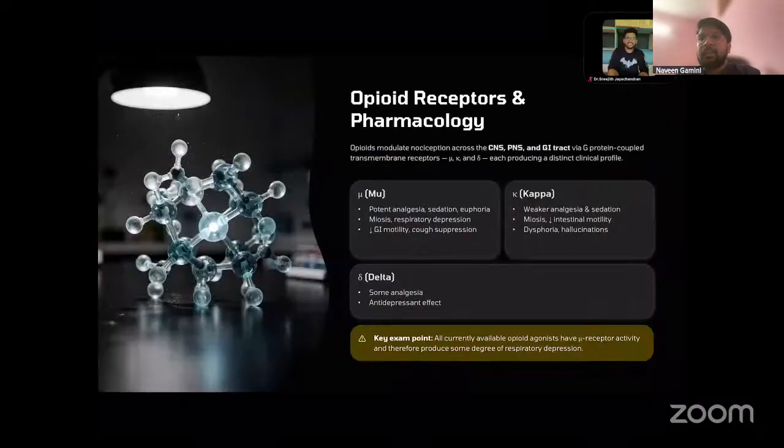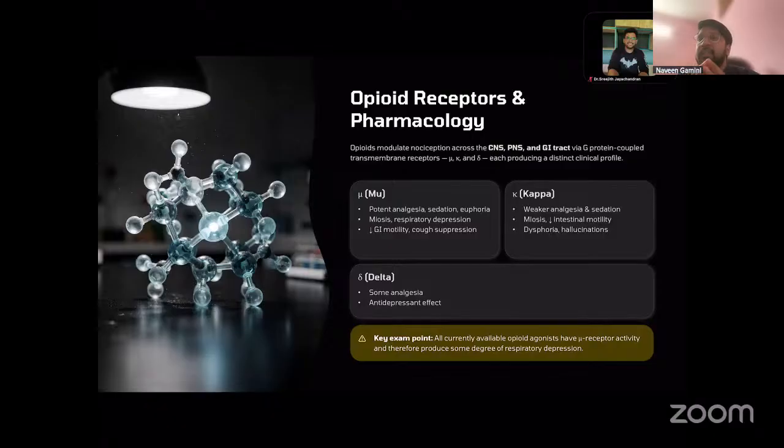Next, let's talk about the opioid receptors and pharmacology. Regarding the opioid modulation, it acts across the CNS, peripheral nervous system, and GI tract. The way it acts is via the G protein coupled transmembrane receptors. As you all know, there are three receptors on which the opioid compounds can act. Each receptor has its own distinct clinical profile. The three receptors are mu, kappa, and delta. So I'll be trying to orient you with each specific receptor function.